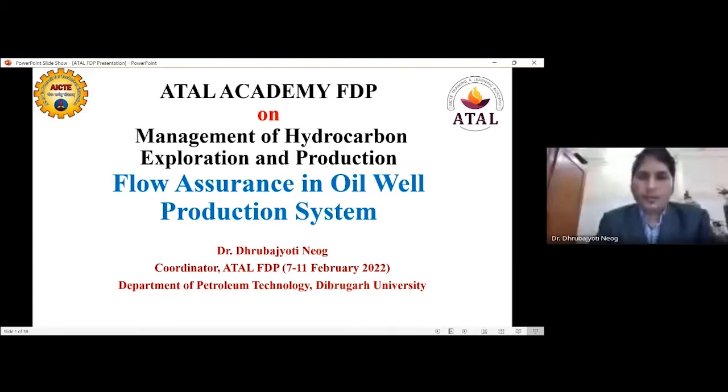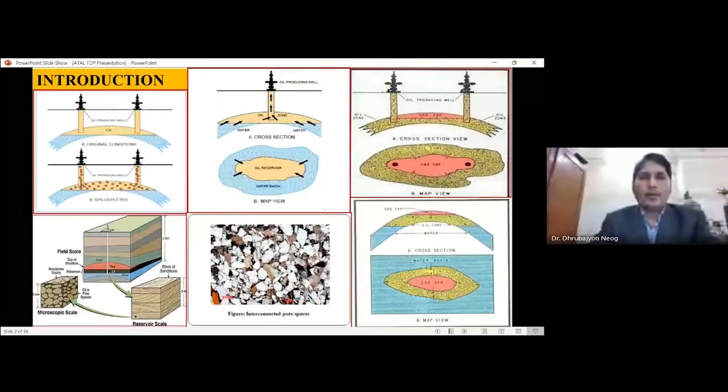As most of the participants are from a non-petroleum engineering background, I would like to provide all of you an introduction to the oil well production system through some of my slides. As you can see here are a total of 6 pictures, and these pictures are showing the presence of different oil reservoirs.